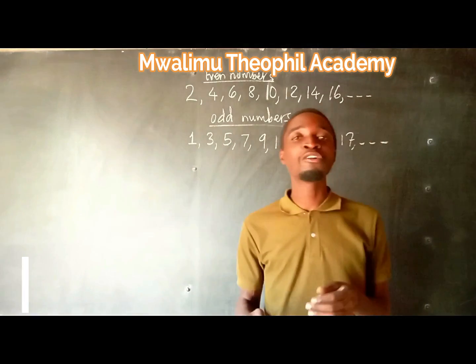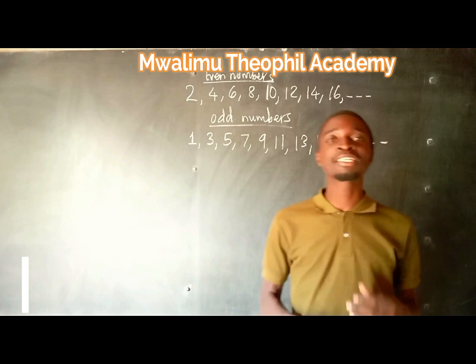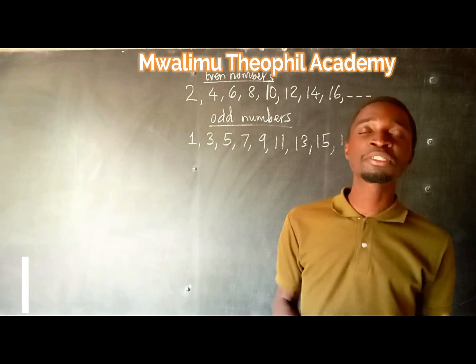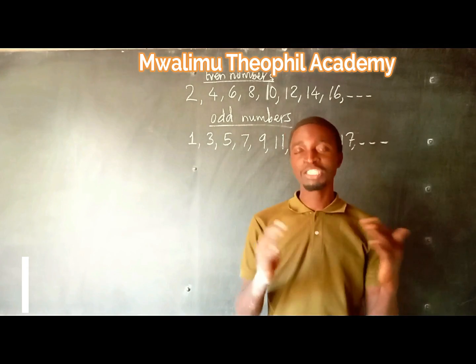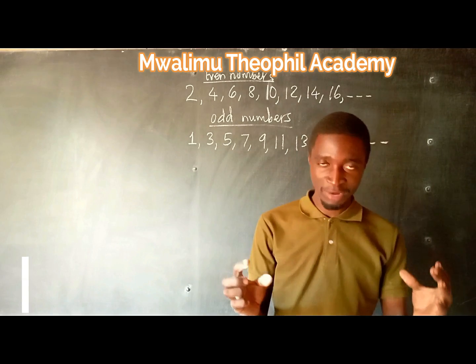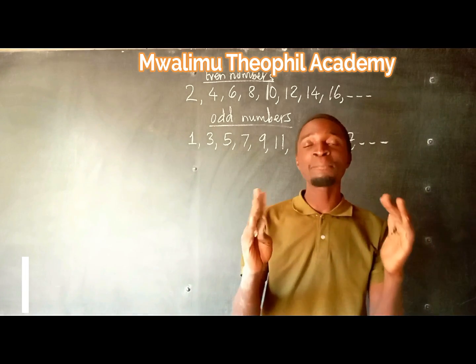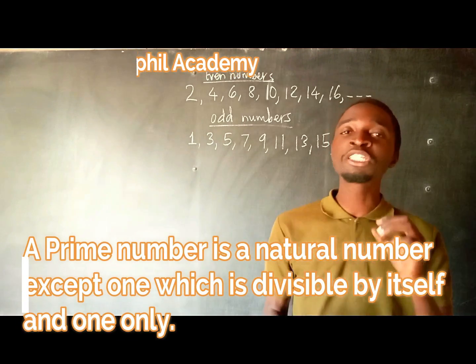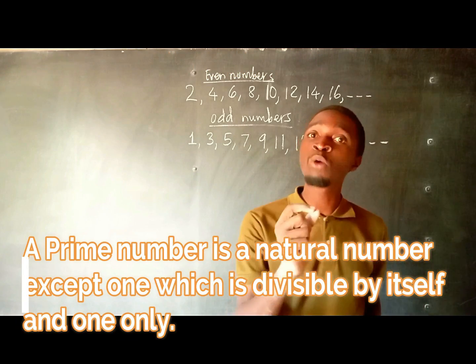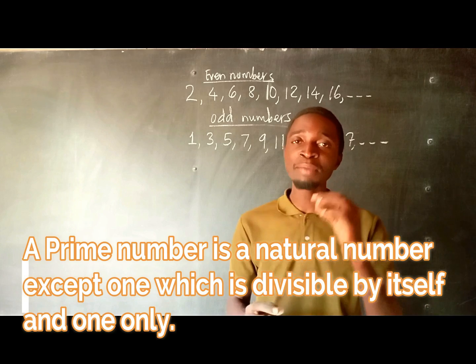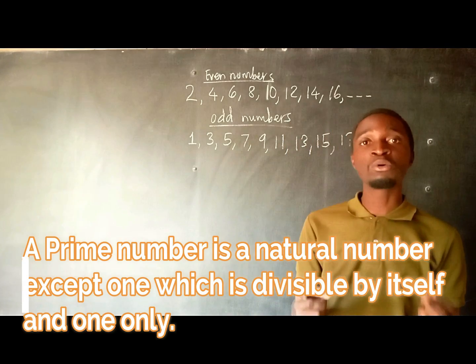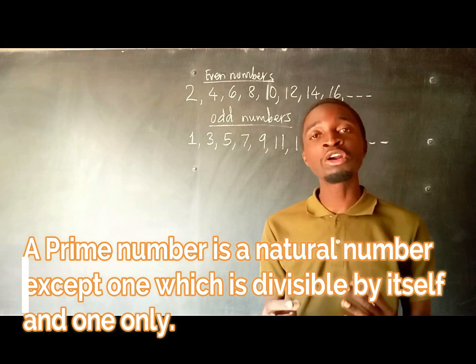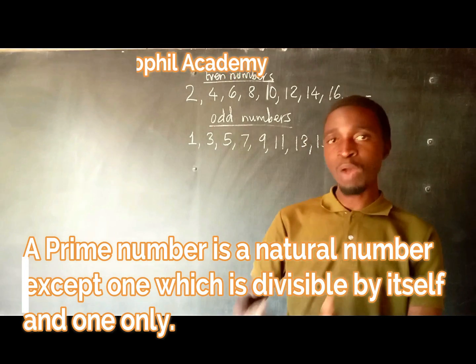After the concept of even and odd numbers, let us finish with the concept of prime numbers. What does it mean by the term prime numbers? Simply we say, a prime number is any natural number except 1, which is divisible by itself and 1. So, a prime number is a number which is divisible only by itself and 1.